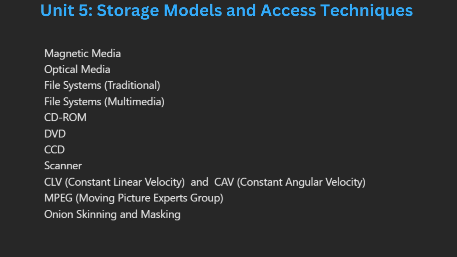In today's video, we will be discussing the storage model and the access techniques for the multimedia system. We will explore the different types of storage media, including the magnetic and the optical media, and how they are used for storing the multimedia data. We will also cover the file systems, both the traditional and multimedia specific, and the various devices used to access and manage the multimedia content like the CD-ROMs, DVD, scanner, and more. So let's jump into how multimedia data is stored and accessed and managed efficiently.